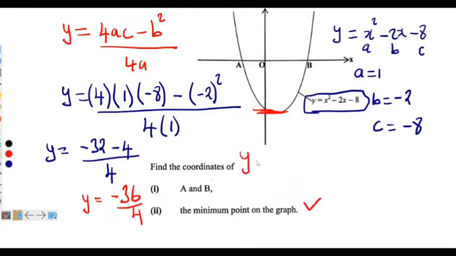So y is equal to, 4 into 36 goes there 9 times, and then there's a negative here. So y is equal to negative what? 9. So this is the minimum point on the graph. y is equal to negative 9. So this is how we can answer this question. We can now move on to the next question.